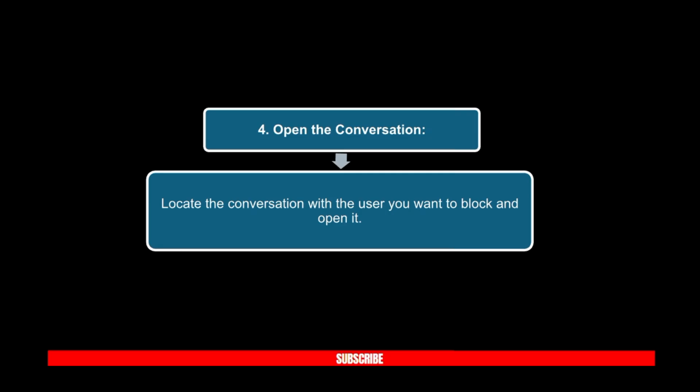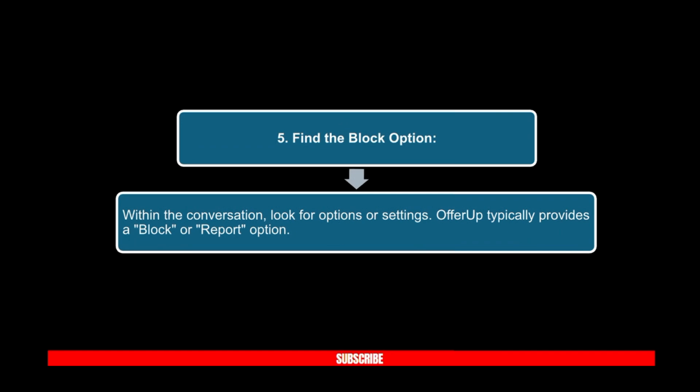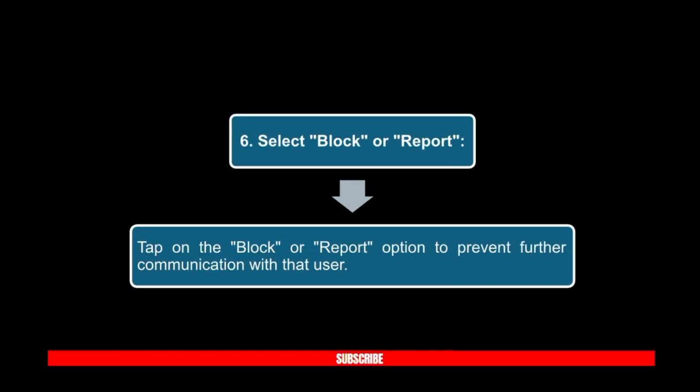Then open the conversation. Locate the conversation with the user you want to block and open it. Number 5, find the block option within the conversation. Look for options or settings. OfferUp typically provides a block or report option.